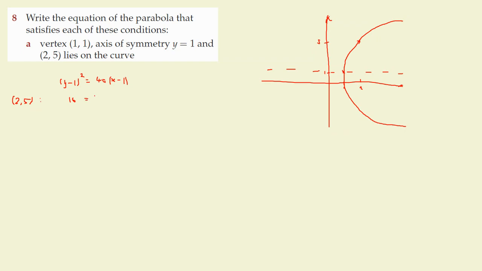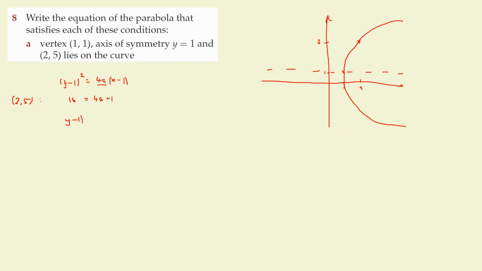Equals 4a multiplied by x minus 1. Well, x minus 1 is 1. So 4a is 16. Well, I've done that, haven't I? Because all I need to know is what is 4a. My length of my latus rectum goes there. And 4a is the length of the latus rectum.